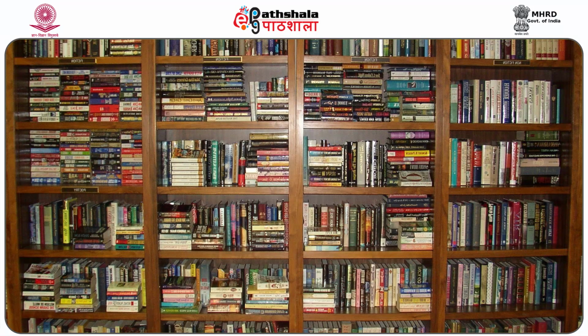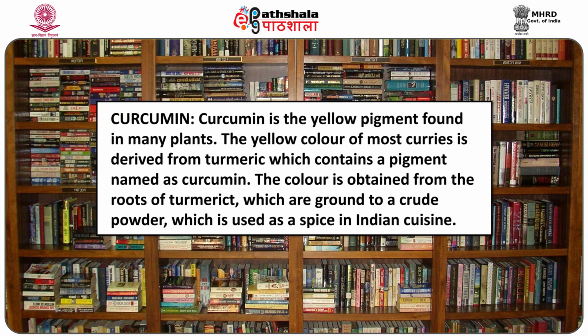Now we have come to the last plant pigment, that is curcumin. Curcumin is the yellow pigment found in many plants. The yellow color of most curries is derived from turmeric, which contains a pigment named curcumin. The color yellow is obtained from the roots of turmeric, which are ground to a crude powder, which is used as a spice in Indian cuisine.